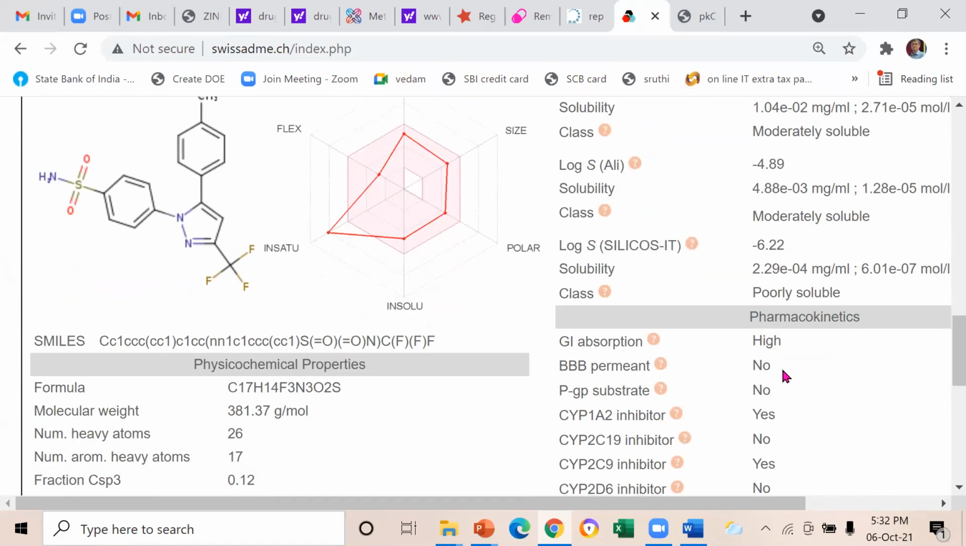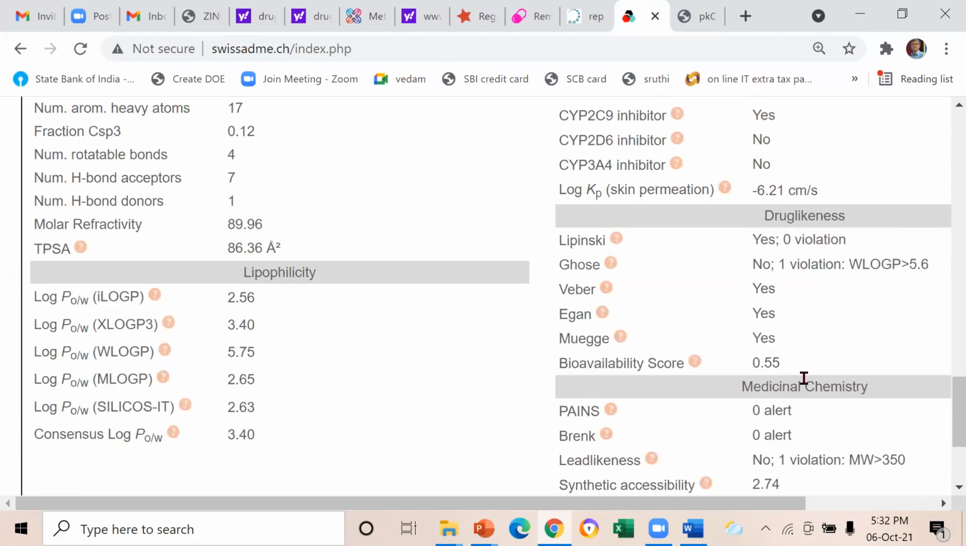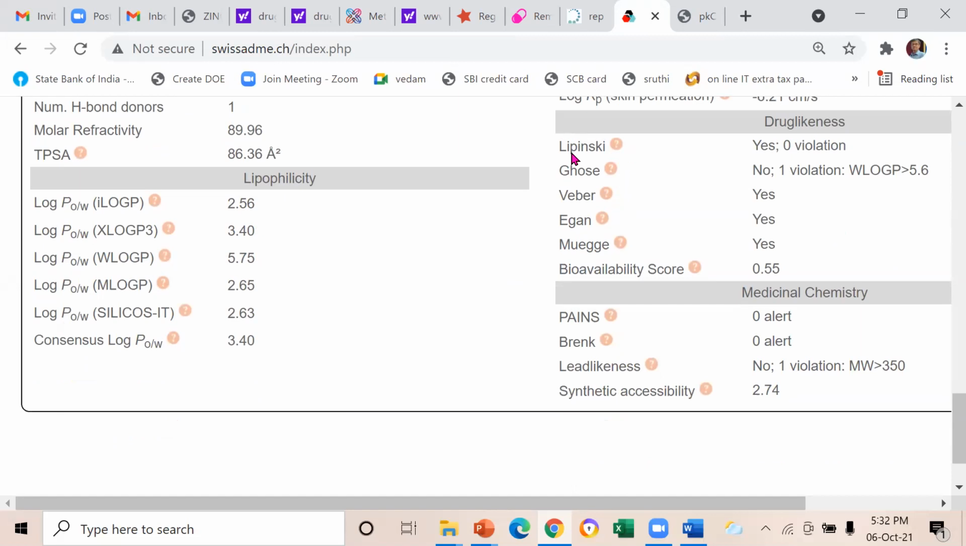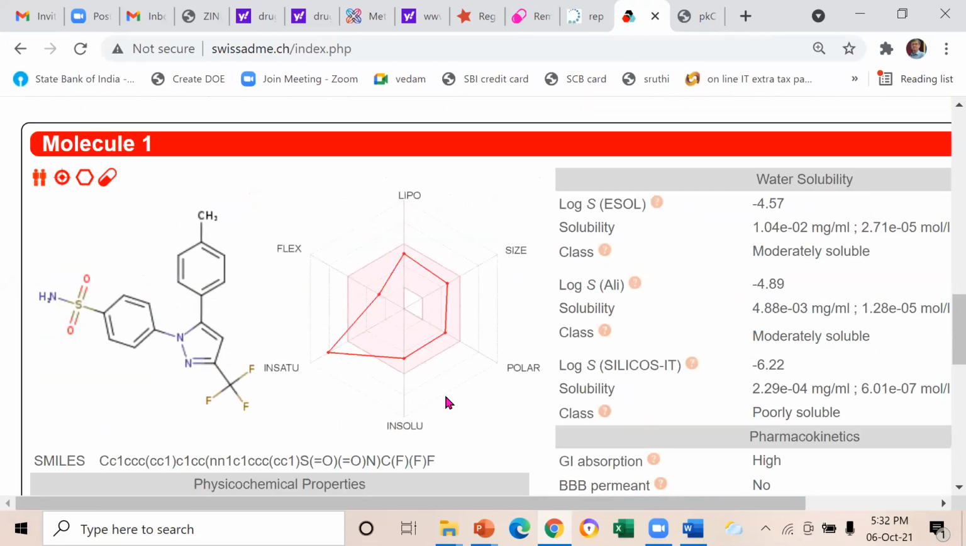Good GI absorption. Solubility is high. Bioavailability is also good. It's satisfying all the rules. Lead-likeness, it's not satisfying like that. Log P is good, 2.6. TPSA is 86, which is okay. All the rules it is satisfying, and so on.